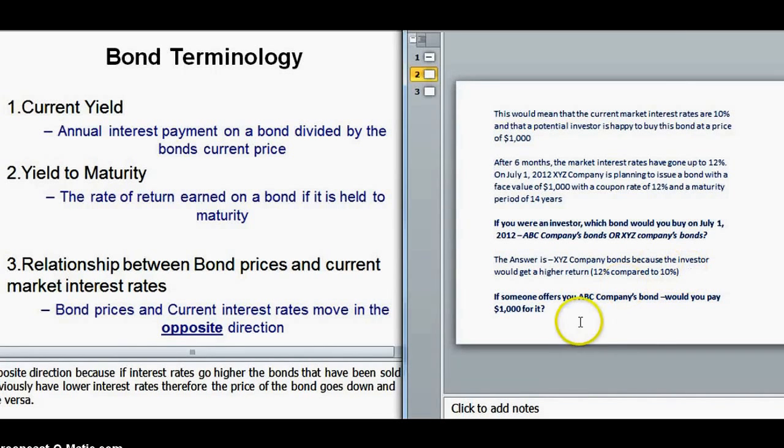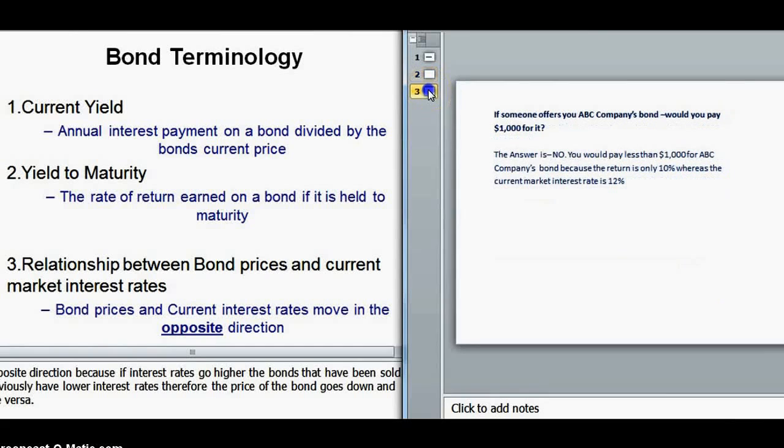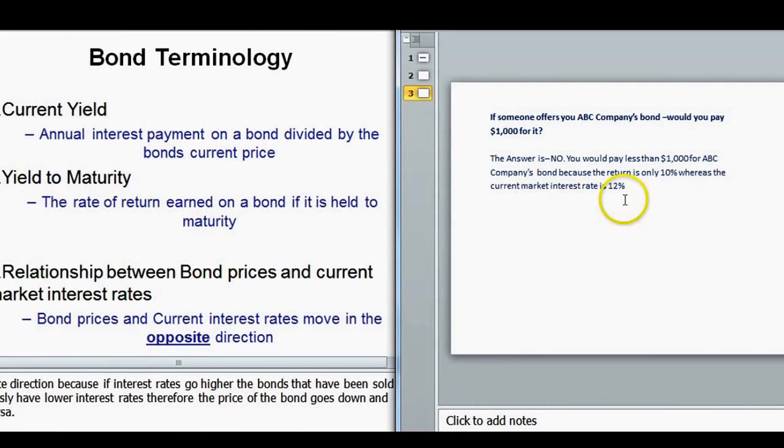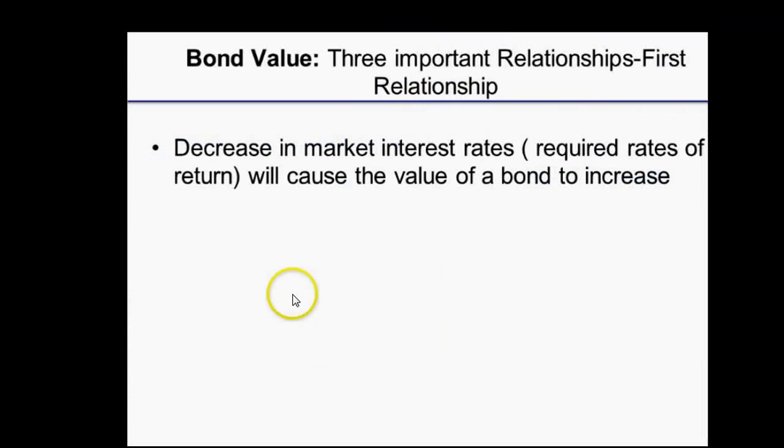Now the question is, if someone offers you the ABC company's bond which carries 10% coupon rate while the market interest rate is now 12%, would you pay $1,000 for it? The answer is no. You would pay less than $1,000 for ABC company's bond because the return is only 10%, whereas the market interest rate is 12%.